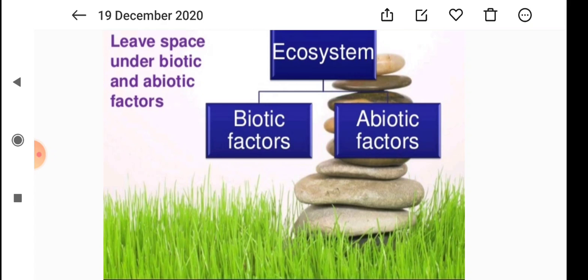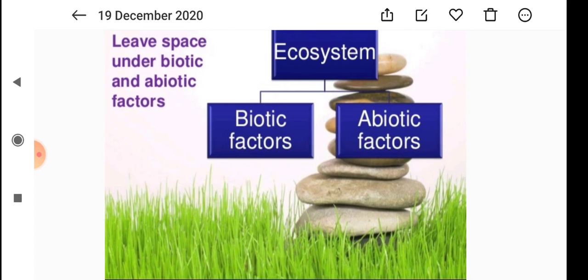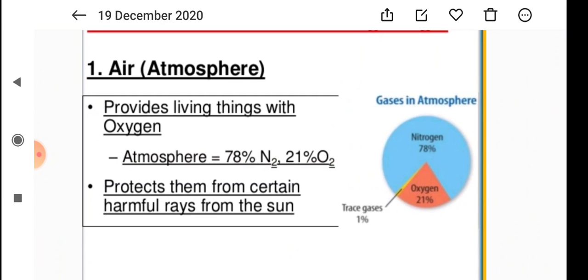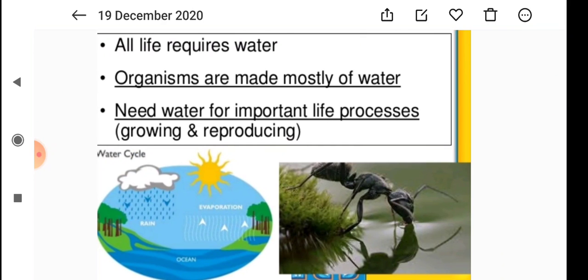In an ecosystem, there are two types of factors, biotic factors and abiotic factors. First of all, we will deal with the abiotic factors. Among the abiotic factors, there is air, which provides living things with oxygen. In the atmosphere there is 78% nitrogen and 21% oxygen. The atmosphere protects individuals from certain harmful rays from the sun.